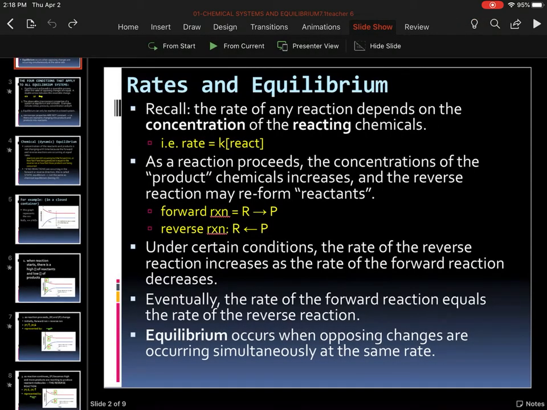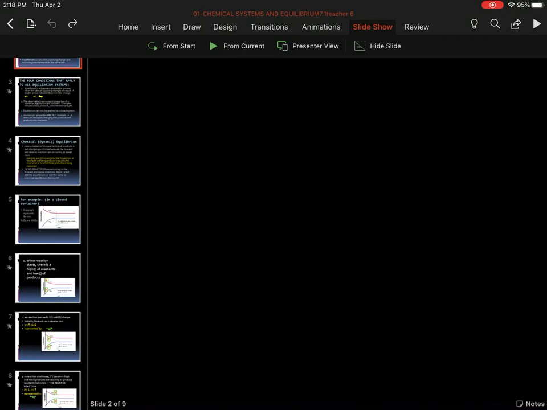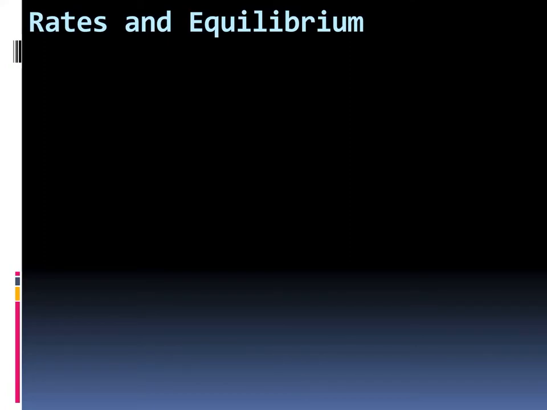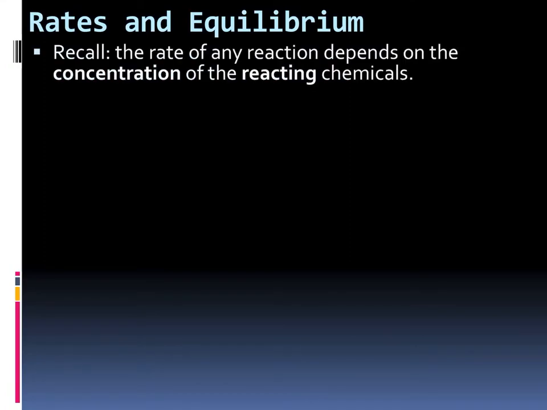Okay, so in the last unit, and previous to now, we've looked at reactions where we're considering the reactant chemicals. Last unit, we wrote a rate law: rate equals the rate constant k times the concentration of the reactants. How much reactants we had, the size of the k.